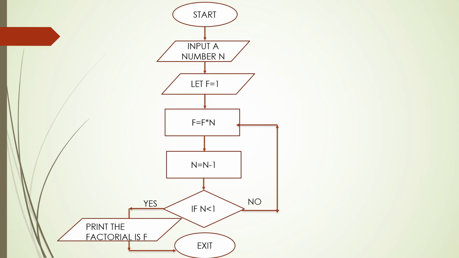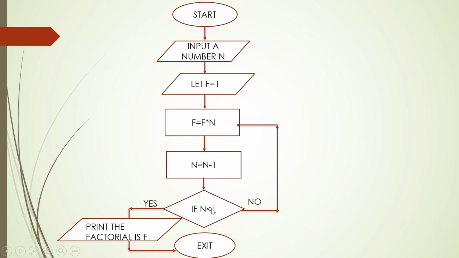Okay. Now 1 into n. What is 1 into n? N is the number that is given by the user. Now f equals f into n, that is f equals 1 into that number, and this whole value is again stored in this f. Okay, and what will happen after processing this whole thing? It will go to n equals n minus 1. Now the value of n will be reduced by 1.